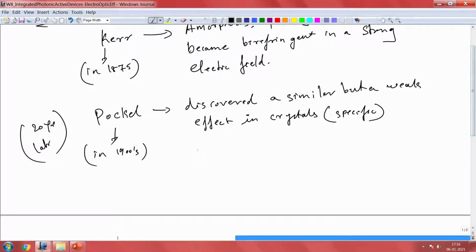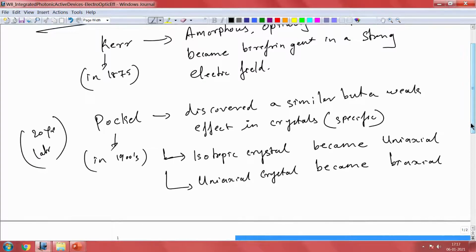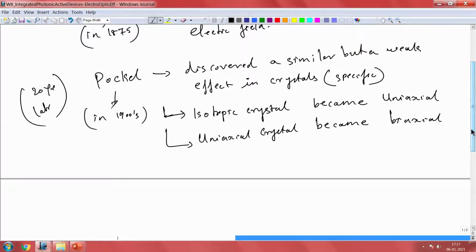So, what he found was that an isotropic crystal became a uniaxial crystal. That was one finding, and the next finding was that if you take a uniaxial crystal, it became a biaxial. So, this is all by applying an electric field, or by inducing changes in the material by applying a field.